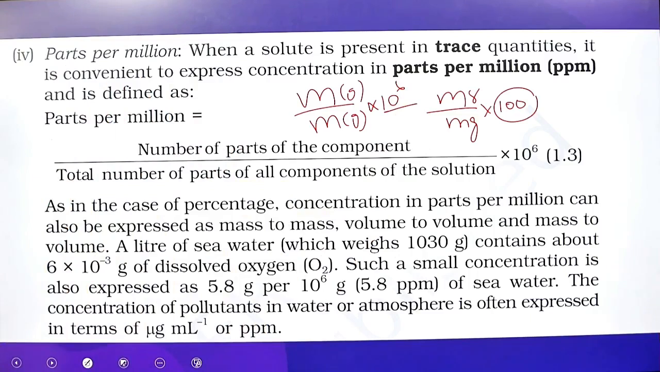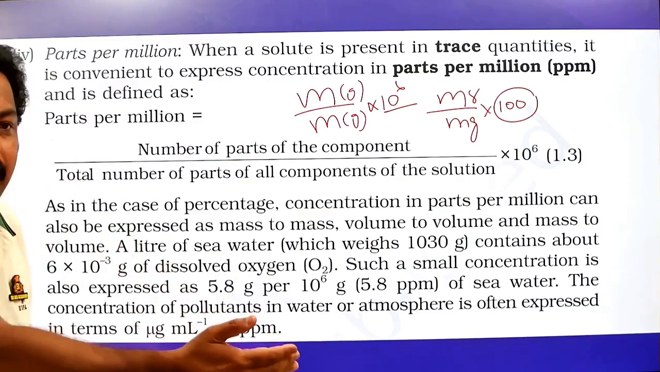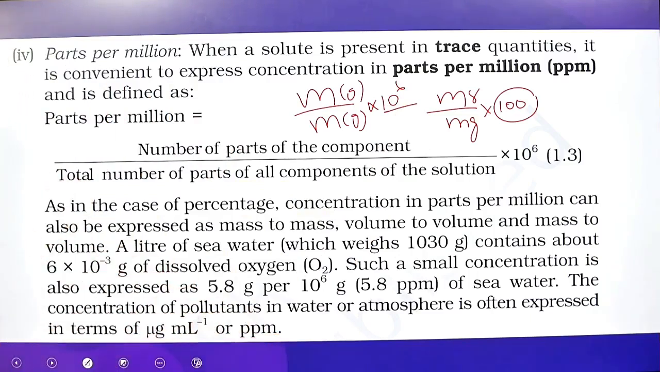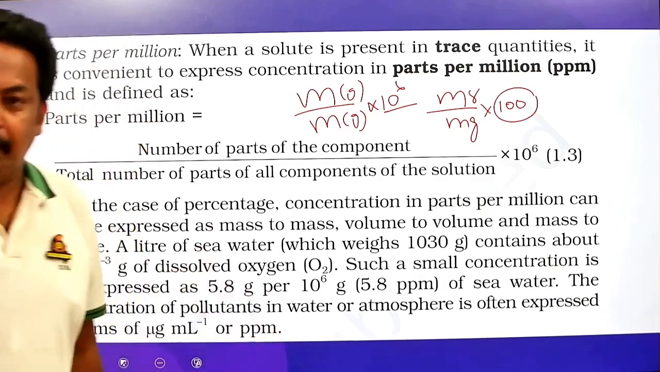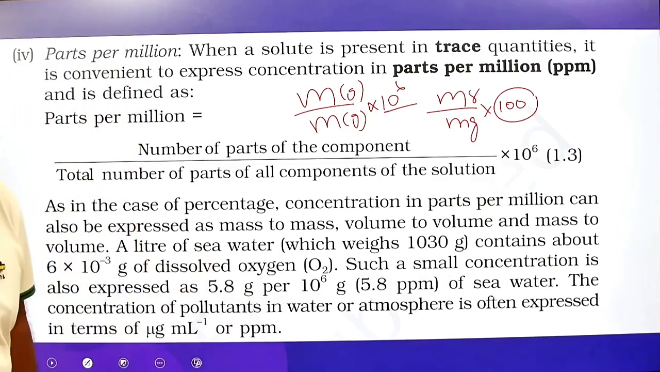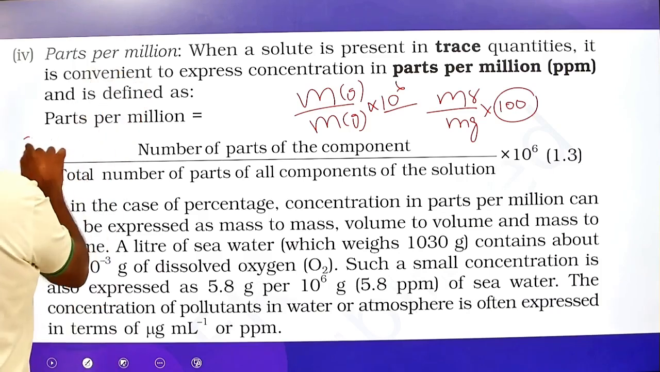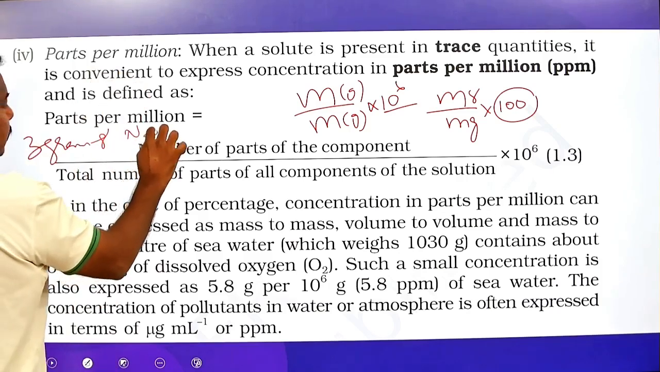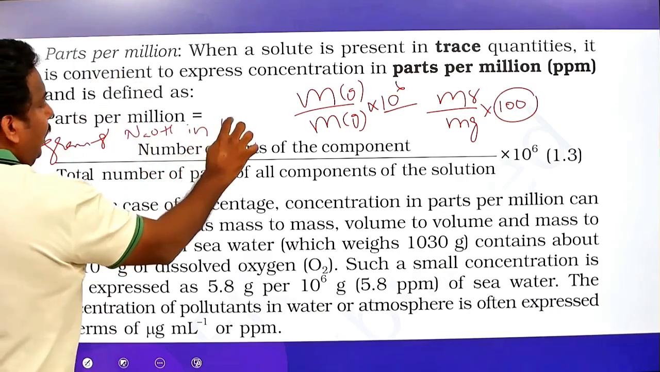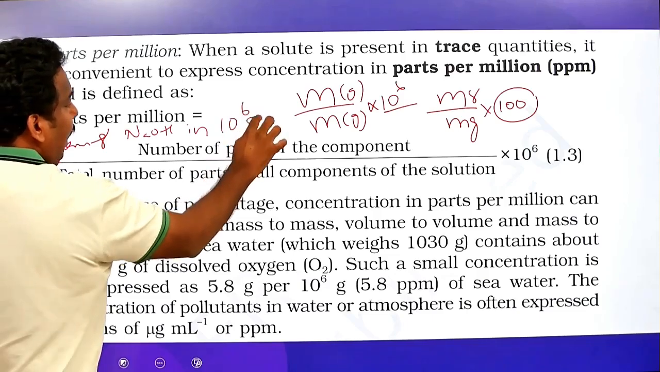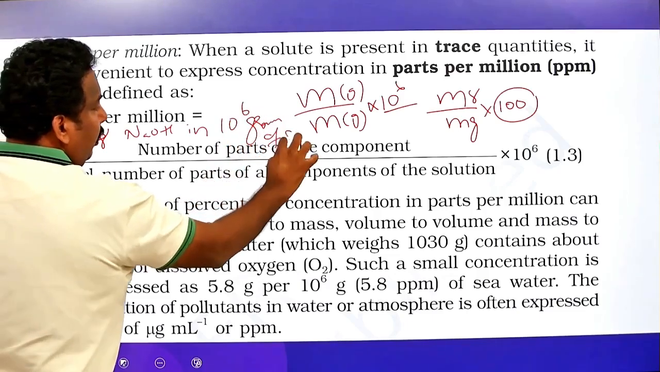In percentage, that was 40%. In parts per million, how many grams? That means 3 grams of sodium hydroxide in 10 power 6 grams of solution.